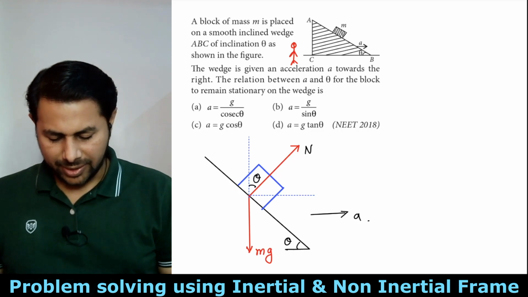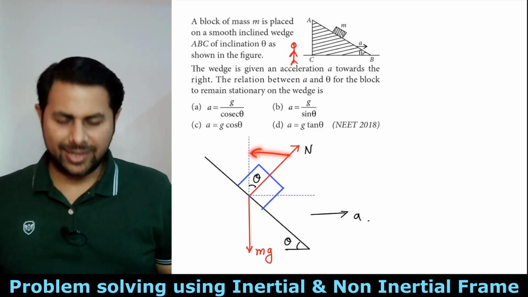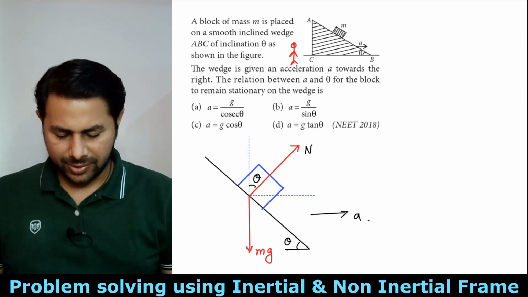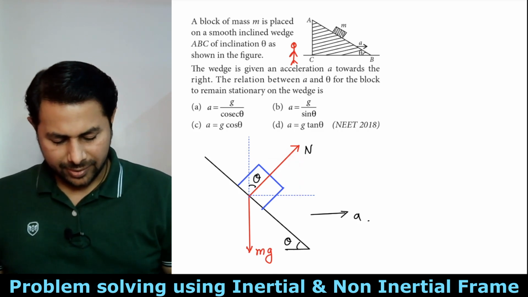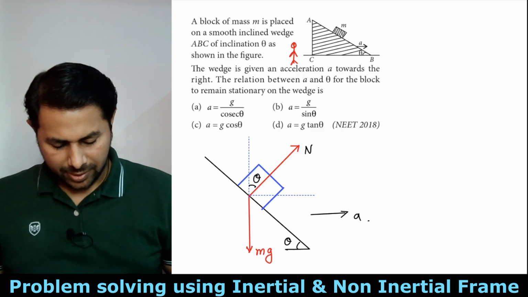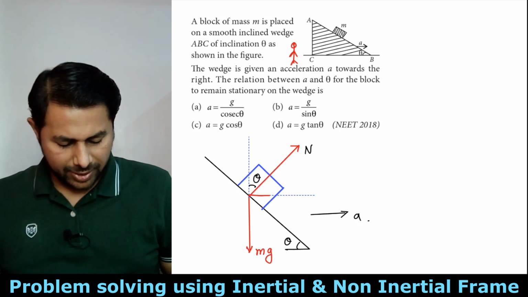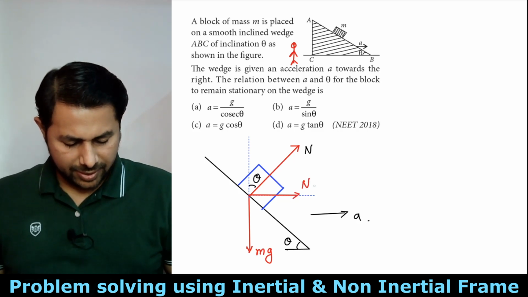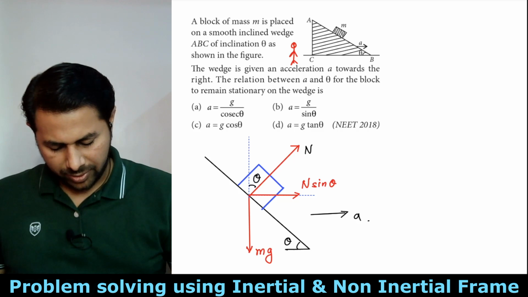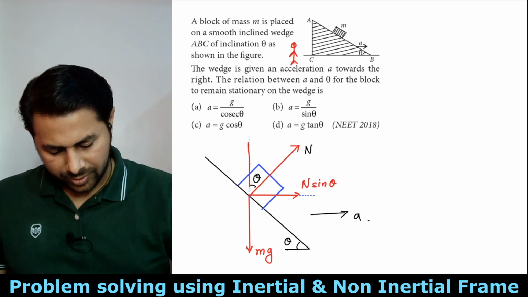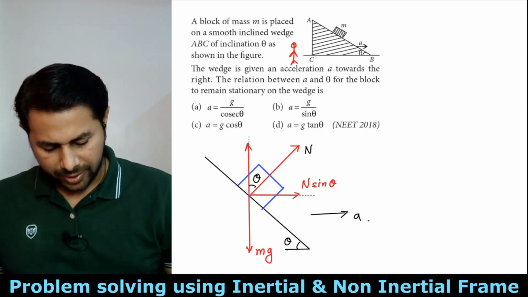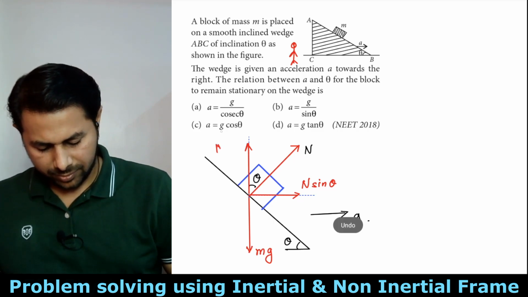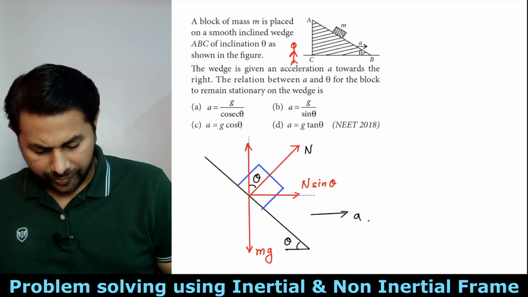And now let's resolve n. The component through the angle is the cos component, and the component away from the angle is the sine component. So resolve n along two components. You get this component, which is n sine theta, and you get this component, which is n cos theta.